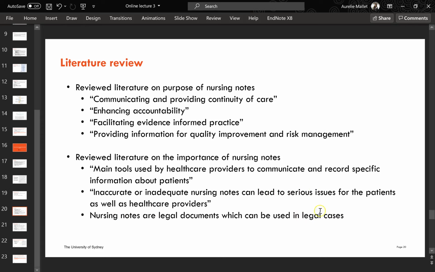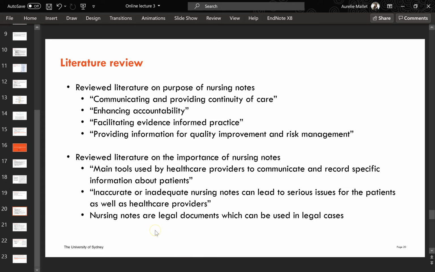And yeah, it can lead to serious issues for the patients, as well as the next healthcare provider that's going to look after the patient. So it might mean that perhaps the next doctor that comes along gives the patient the wrong medication or the wrong dose of medication because of something that was inaccurately written.